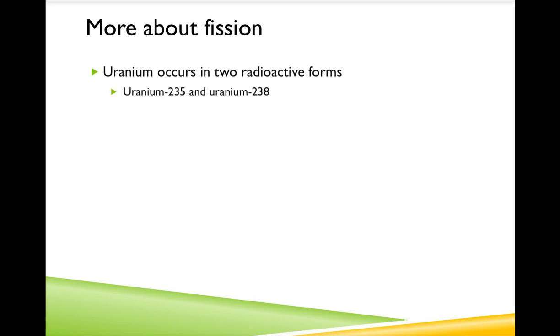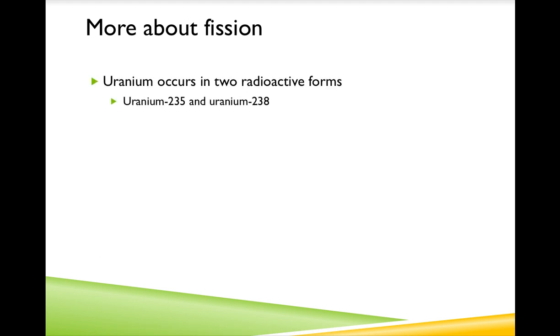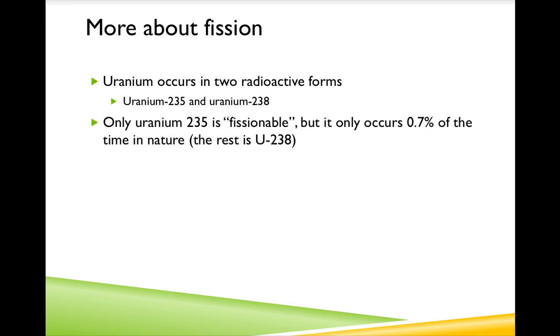So a little bit more about fission. Uranium is our primary fuel for fission. It is a radioactive element, and it occurs in two radioactive forms in nature, uranium-235 and uranium-238. Now, for physical and chemical reasons beyond me, only uranium-235 is fissionable, which means that it's the only form of the element that we can use to create nuclear energy.